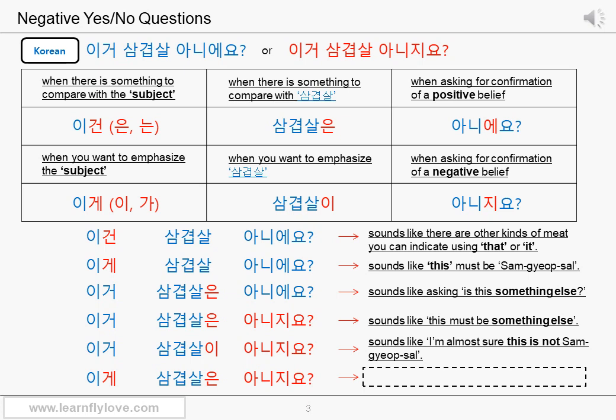Okay. Let's take a look at the examples one by one together. The English translation of all these sentences is the same sentence. Isn't this 삼겹살? We are going to check out how the nuance or meaning is changed with a different particle and predicate. Let's take a look at the first sentence. 이건 삼겹살 아니에요? First of all, we use the predicate 아니에요. So let's say we're gonna ask for confirmation of a positive belief.